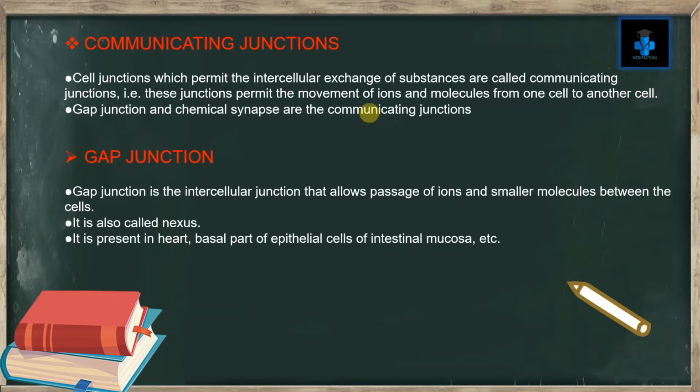Gap junction is the intercellular junction that allows passage of ions and smaller molecules between the cells. It is also called nexus. It is present in heart, basal part of epithelial cells of intestinal mucosa, etc.